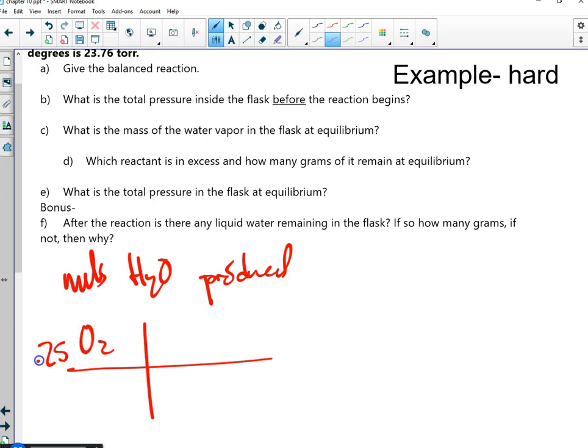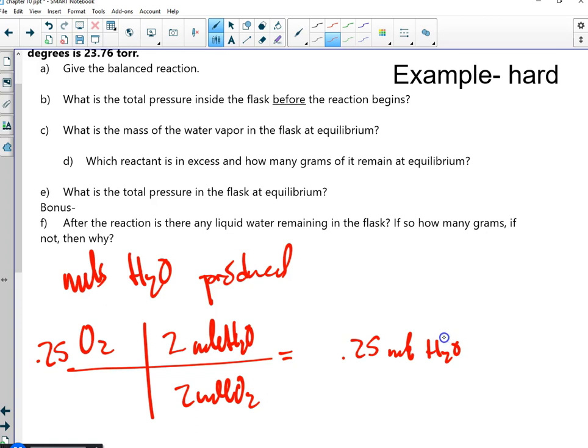0.25 of O2, 2 moles of O2. What's in front of H2O? 2 moles of H2O. And you don't have to do a picket fence. If you realize it's the same coefficient, you'll realize it's the same value. All right, it's 0.25 moles of H2O produced, correct? All right, minus the value we found before, 0.005. So that's 0.245.